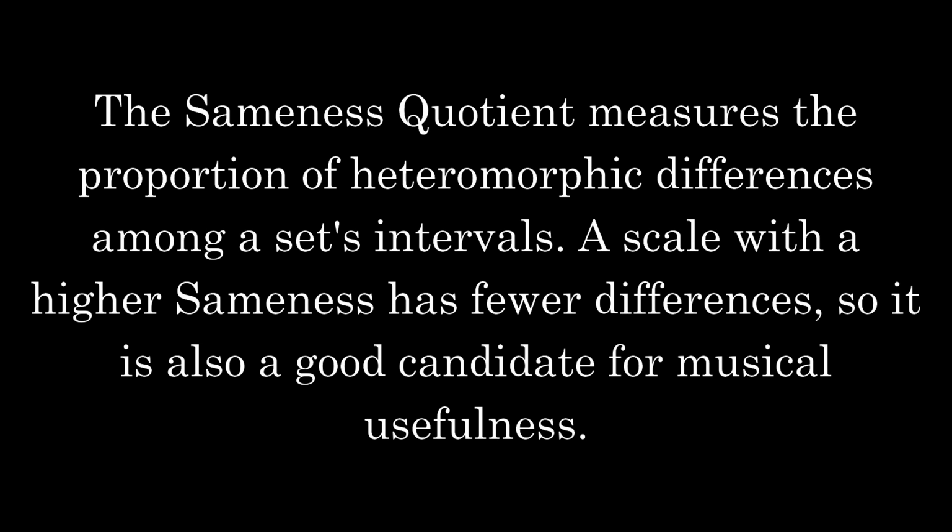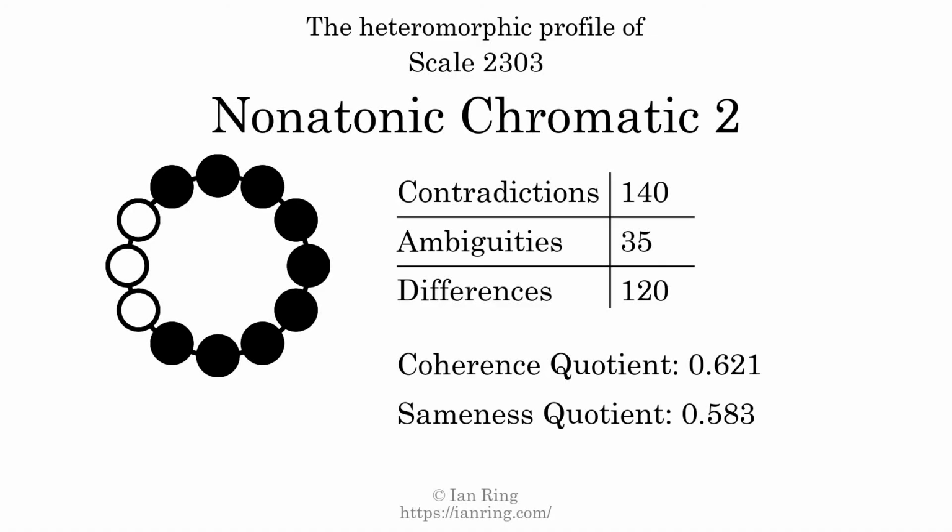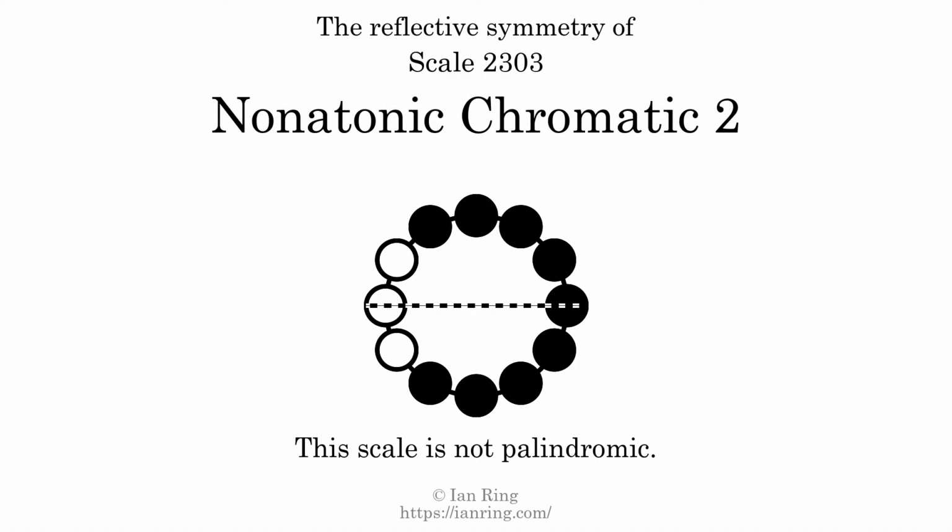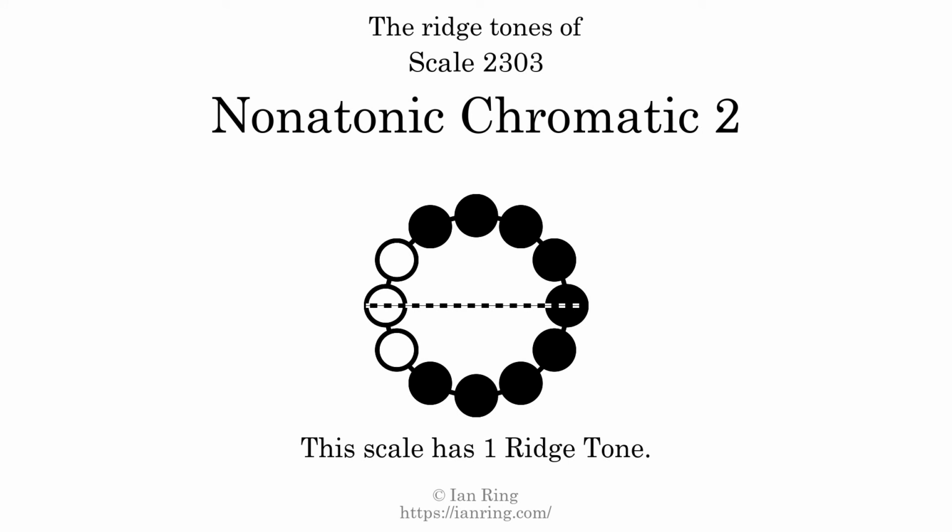The sameness quotient measures the proportion of heteromorphic differences among a set's intervals. A scale with a higher sameness has fewer differences, so it is also a good candidate for musical usefulness. The sameness quotient is 0.583. This scale has reflective symmetry across an axis position 3 semitones from the root. This scale has a different pattern of intervals ascending and descending, so it is not palindromic. This scale has one ridge tone.